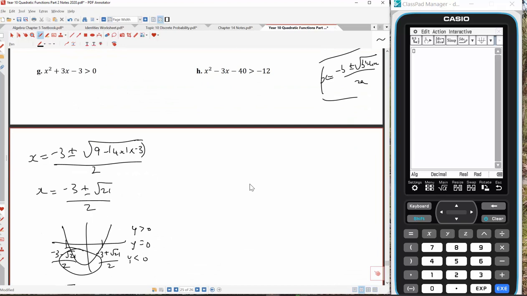All right, what about this one here? We want to know when this graph here is less than -12. That's really hard to do, okay? So what we're going to do is add 12 to both sides and then solve a different equation. So we're going to go x squared take 3x, and we're going to add 12, which gives us -32 greater than 0. So this is the one that we're going to solve. All right, now what we'll do is just check out whether that factorizes.